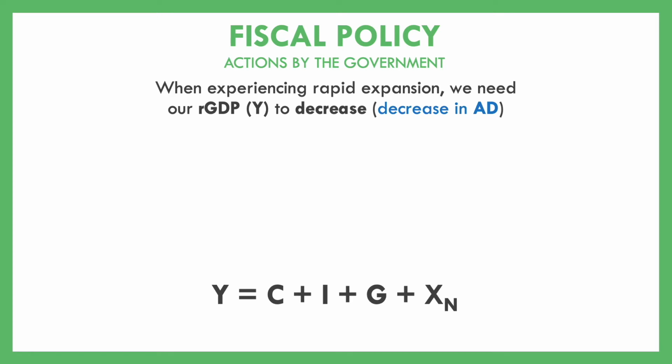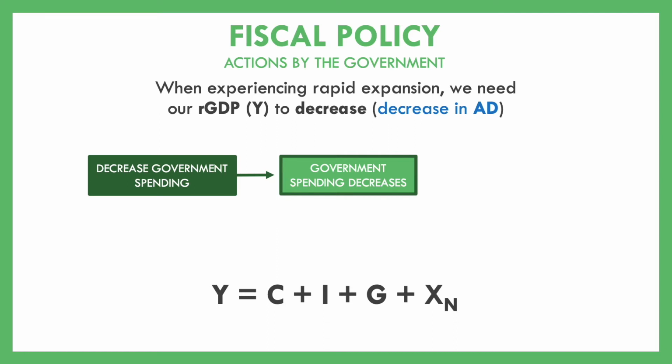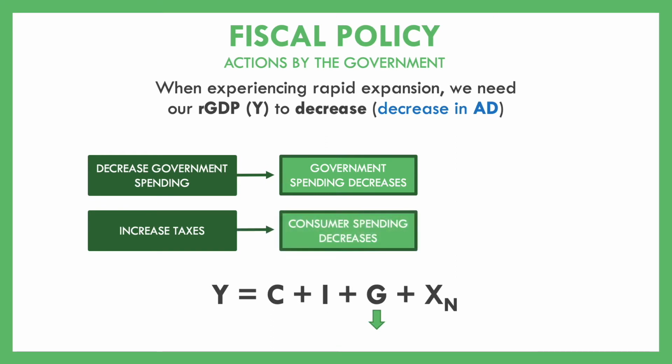So what are the fiscal policy actions, those actions specifically taken by the government, that they could do in order to make this happen? Well, they might decrease government spending. And so obviously when they decrease government spending, that G on the right-hand side of our equation is going to go down. But another thing that they could do is increase taxes. By increasing taxes, you and I have more money that we're paying to the government, and that's less money that you and I have to go out and spend, which means consumer spending is going to decrease. That means the C on the right-hand side of that equation is going to go down.